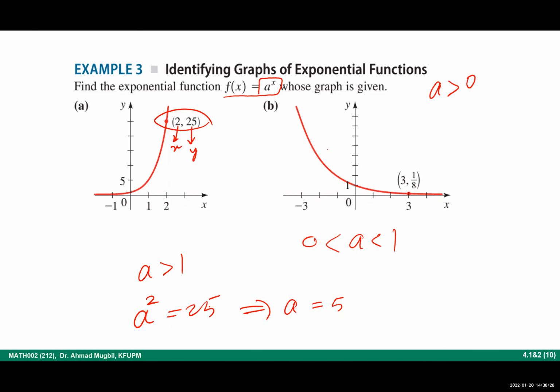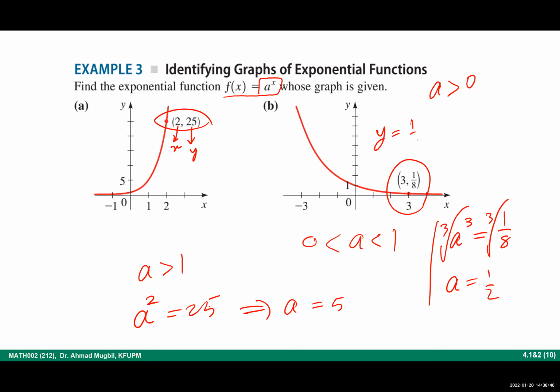What about this? We have a point here that can help us. Here we have a to the power 3 equals 1 over 8, right? So what is a? You will just take the cubic root of both sides. You will get a half. A is a half. So the function here is a half to the power x, which can be written as 2 to the power negative x. And here it is 5 to the power x.